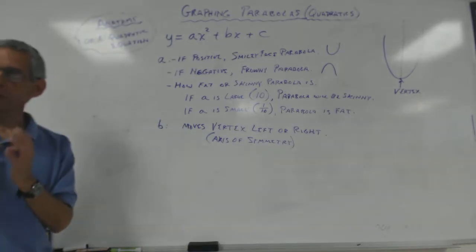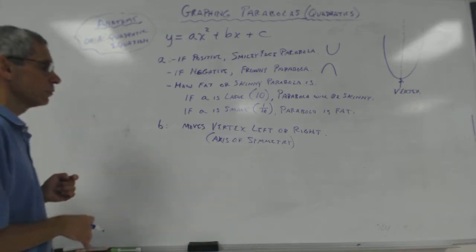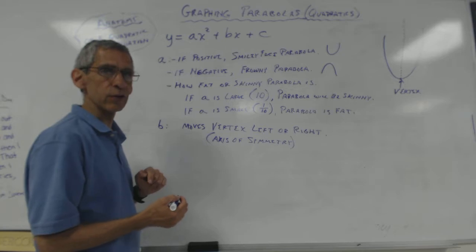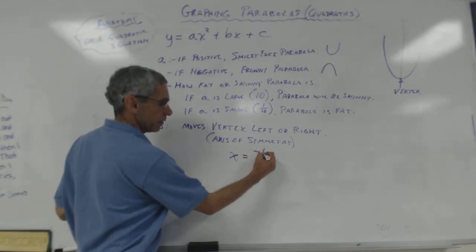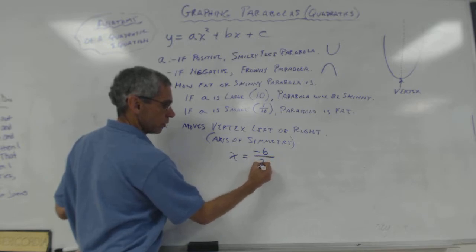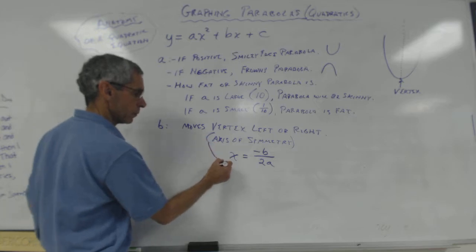You have to follow a formula to know how much you move it over. And I'll teach that to you. Should I just write the formula down so you have it in your notes? All right, this is the formula: x equals -b over 2a.